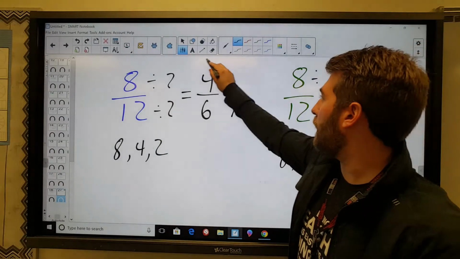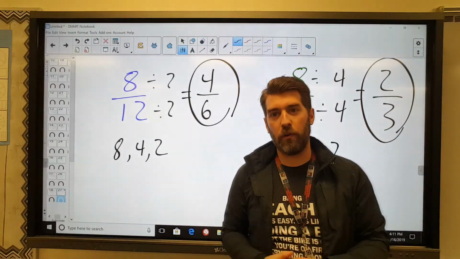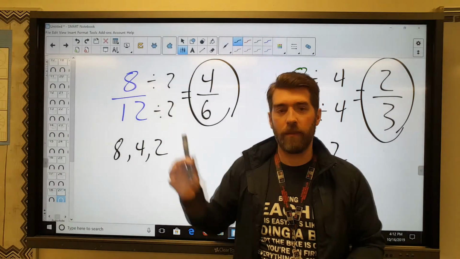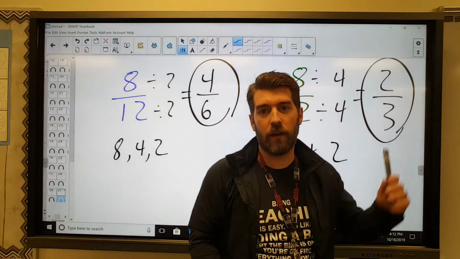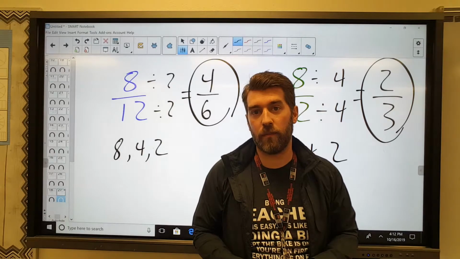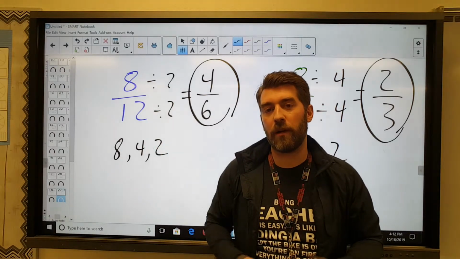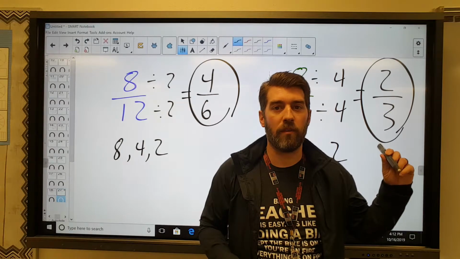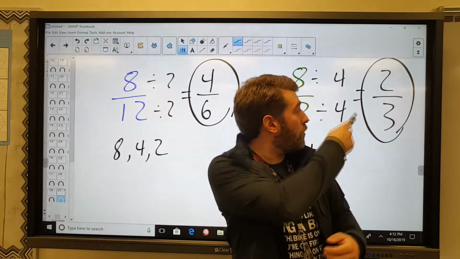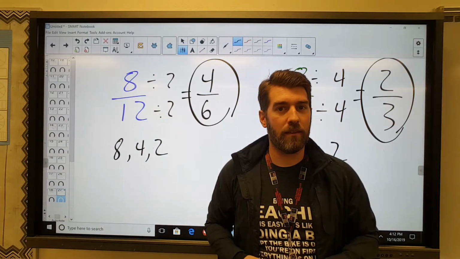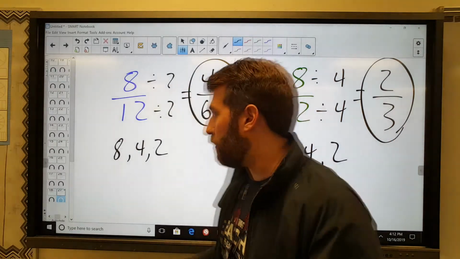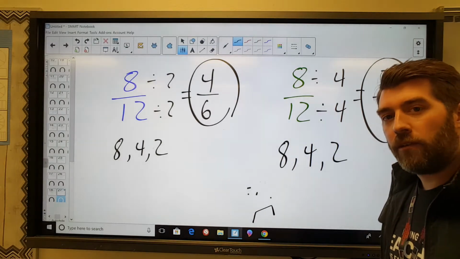So take a look at what we have here. I've reduced both problems. But in this case, when I use the 2, it reduced to 4 over 6. In this case here, when I reduced by 4, I got 2 over 3. This is the one that's correct because it's in lowest terms. Yeah, this one's right too. But when we talk about reducing, again, we want lowest terms. If someone was to ask you, would you rather have 4/6 of something or 2/3 of something, well, they're equivalent. But again, I was able to use smaller numbers when I reduced this one. That's why 2/3 is the final answer to 8 over 12.